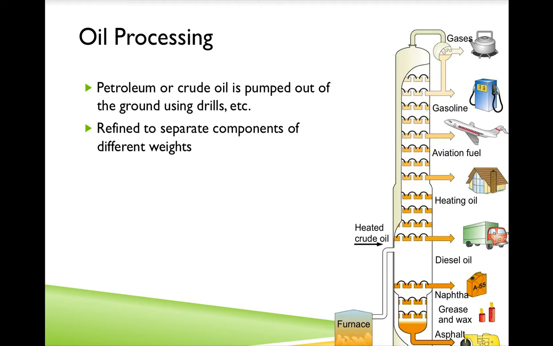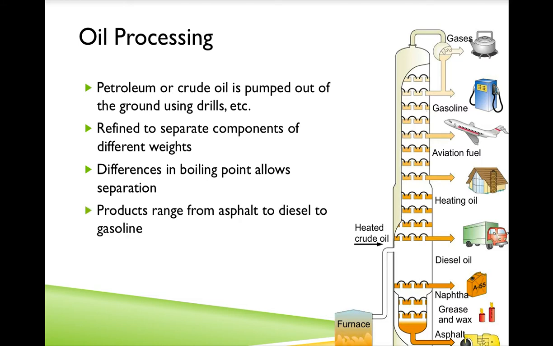Once the crude oil is pumped out, it's refined to separate the components into different weights. So this is a separation by density. The heavier components of the crude oil sink to the bottom, and the lighter components rise to the top. The reason that this works is because we have differences in boiling points. The lighter things boil at a lower temperature, and the heavier things boil at a higher temperature.